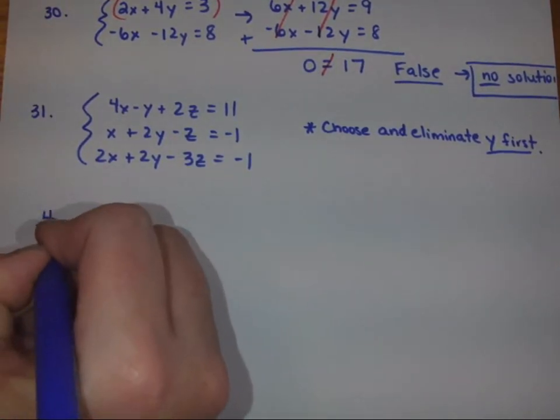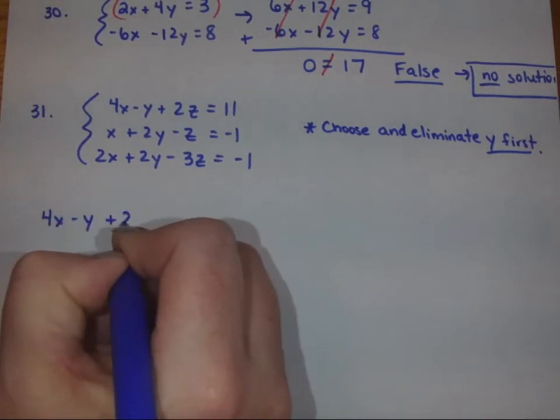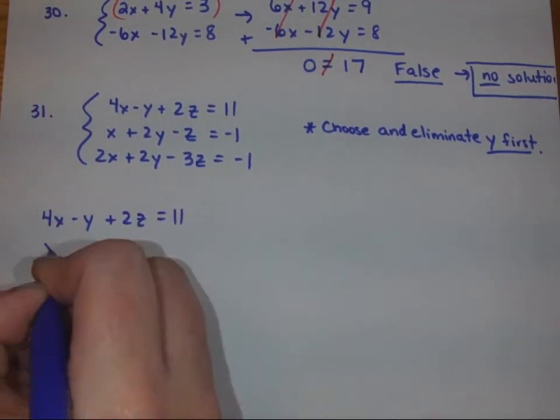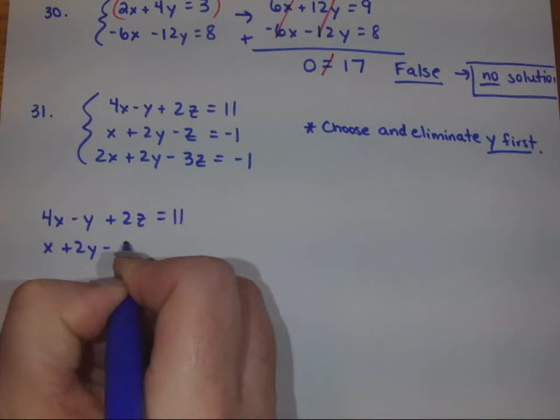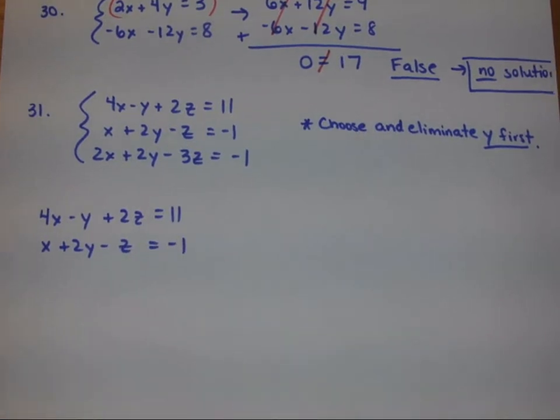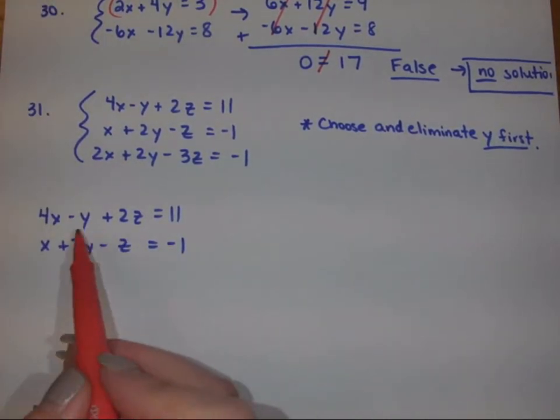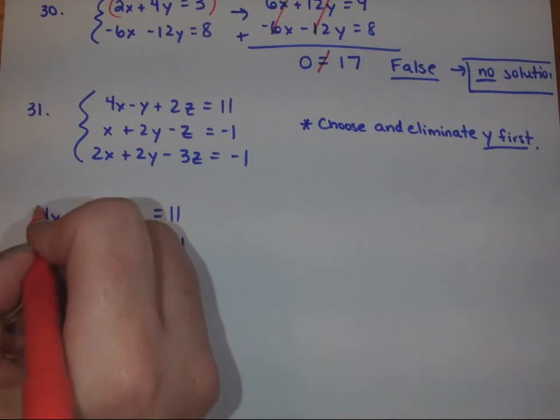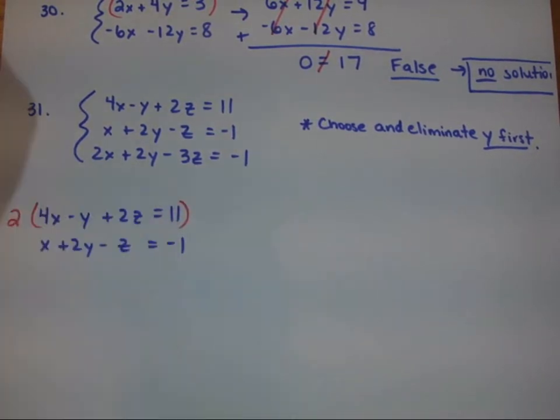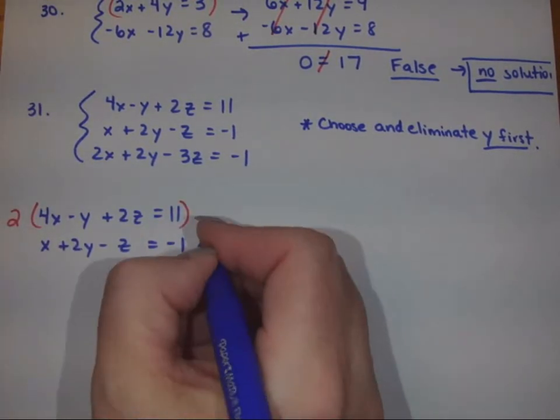So I'm going to line up the first and second equations, and do just what I set out to do: eliminate y. Notice, I really need that to be a 2 if y is going to get eliminated. So I'm going to multiply by 2, and see what happens.